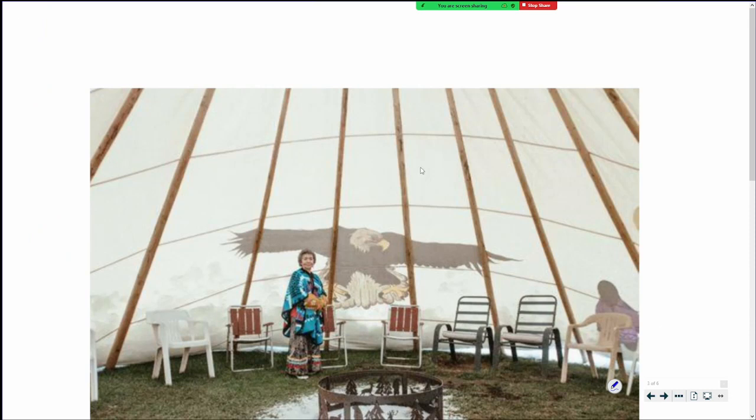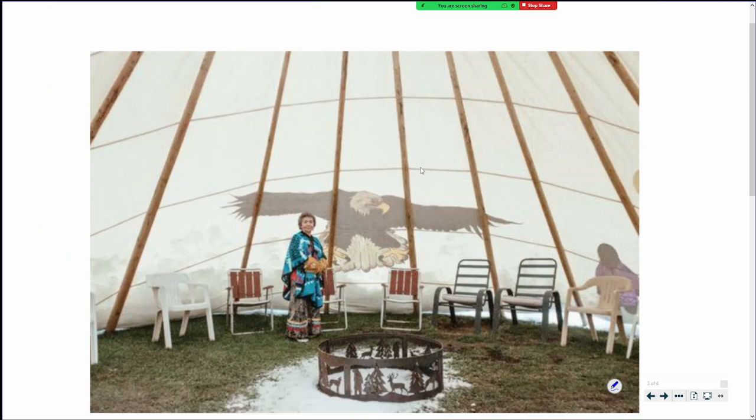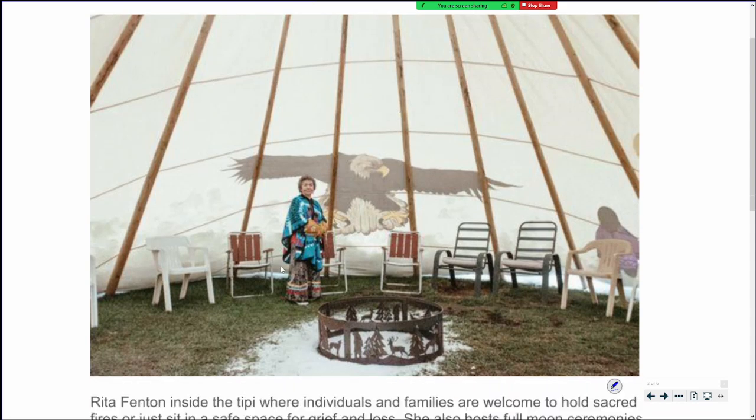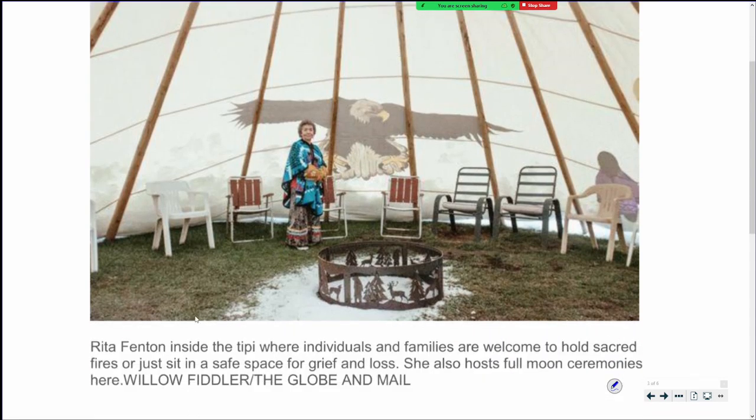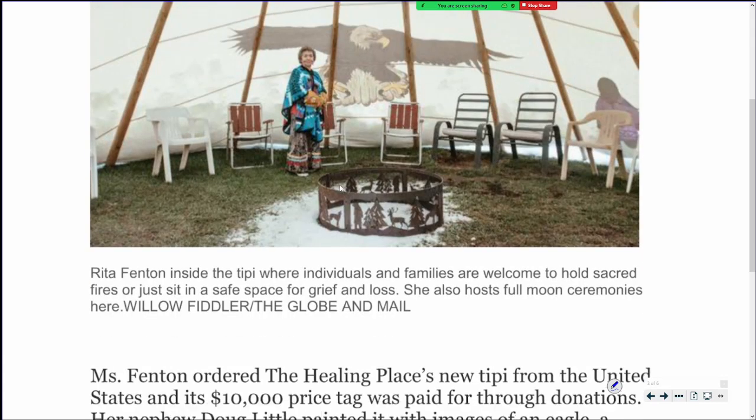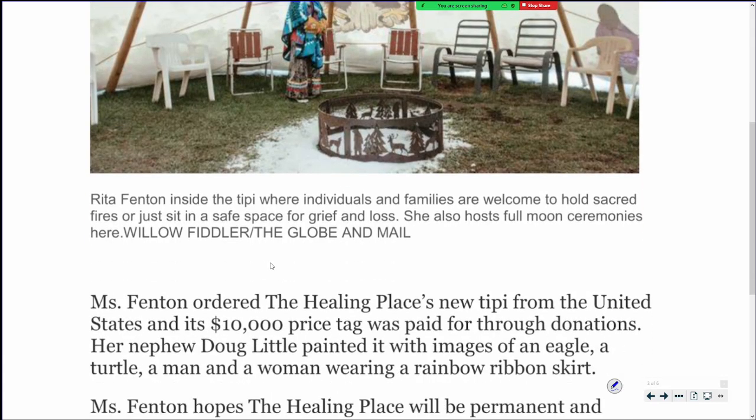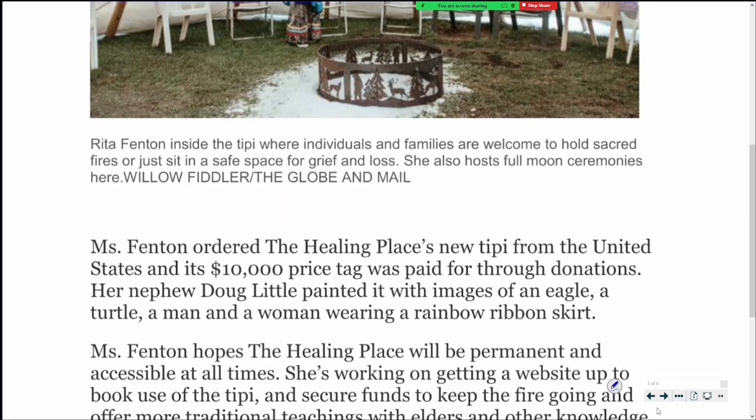There's another great photograph, which just really illustrates the size of this teepee. It's massive. It's really big, and you can fit a lot of people inside of it. So there's a great photograph of Rita Fenton inside the teepee. I'm reading the caption now, where individuals and families are welcome to hold sacred fires or just sit in a safe place for grief and loss. She also hosts full moon ceremonies here. Photo credit, Willow Fiddler, the Globe and Mail.